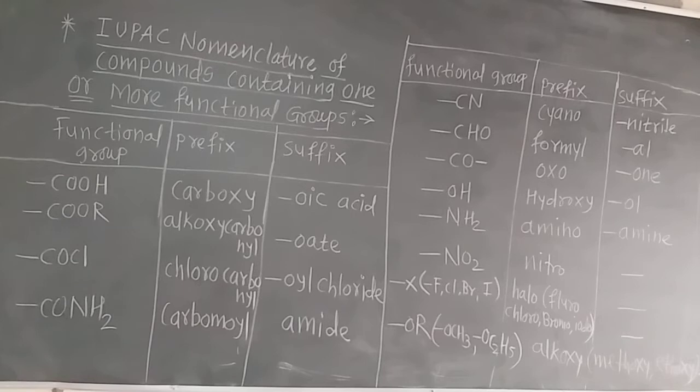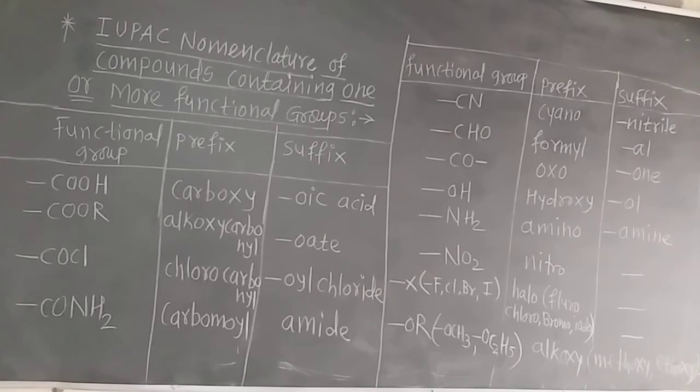That is given. The IUPAC names of compounds containing one or more functional groups include the names of the functional groups as prefix or suffix. Remember that. Now, if there is only one functional group, then it is considered as the suffix only. But if there are two functional groups, then we have to give one functional group as the prefix and another functional group as the suffix.